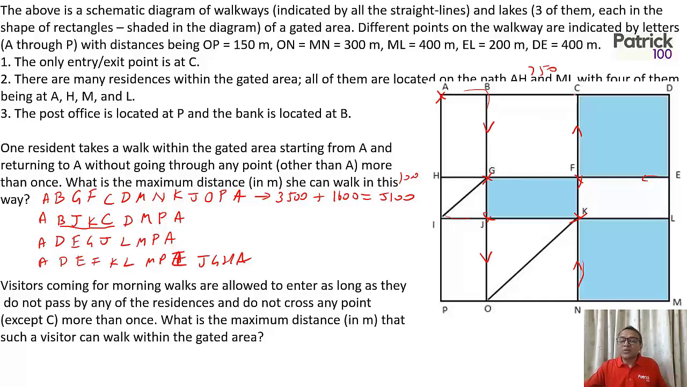So I'm going to BG. GF is part of BC. Instead of BC, I'm going to GF. So I'm not counting that. And then coming back to FC. Here I go to NK. KJ is same as NO. So I'm not counting that. So KJ and then coming back to JO.